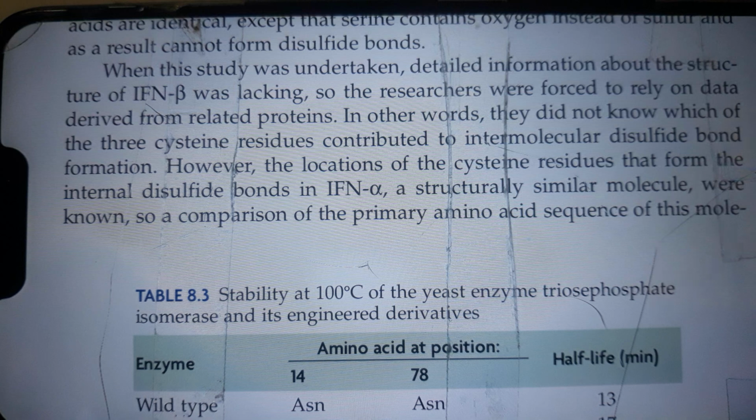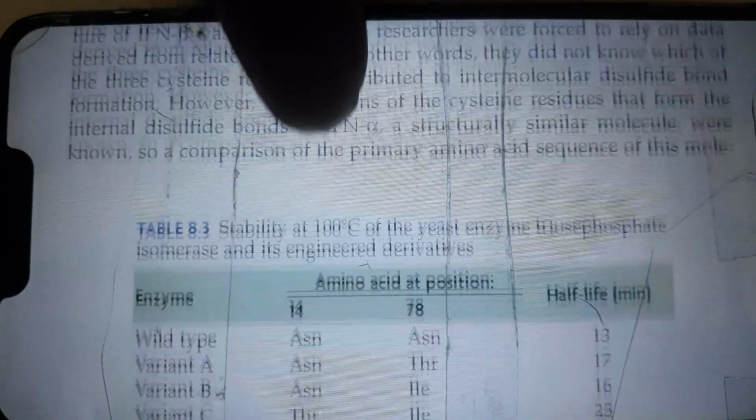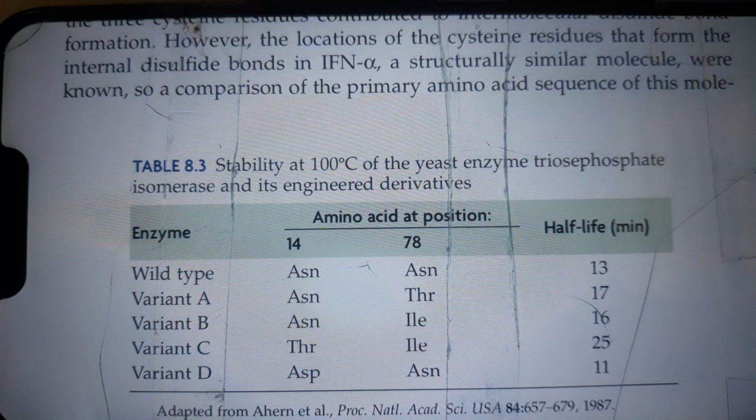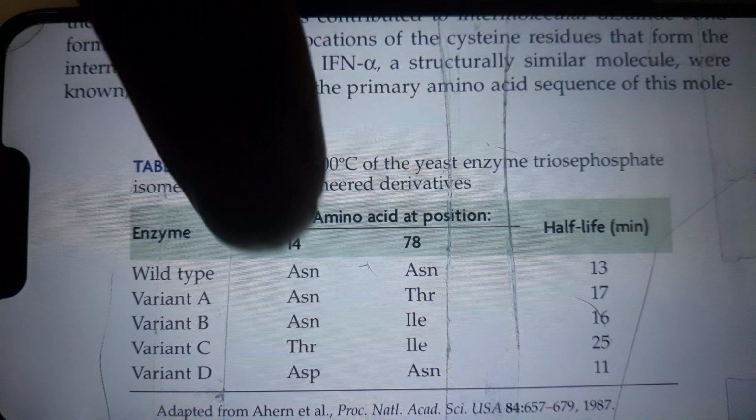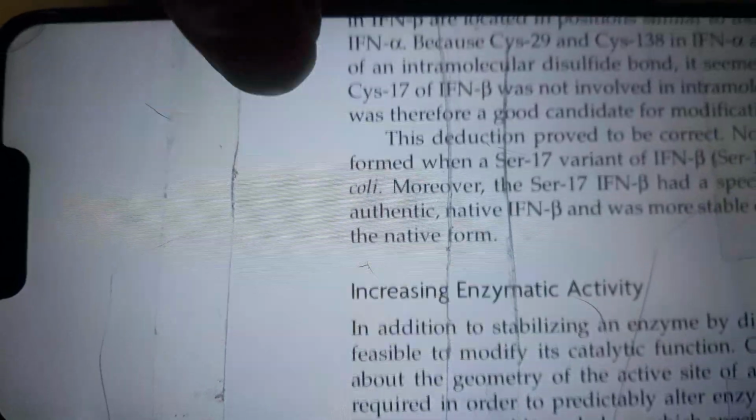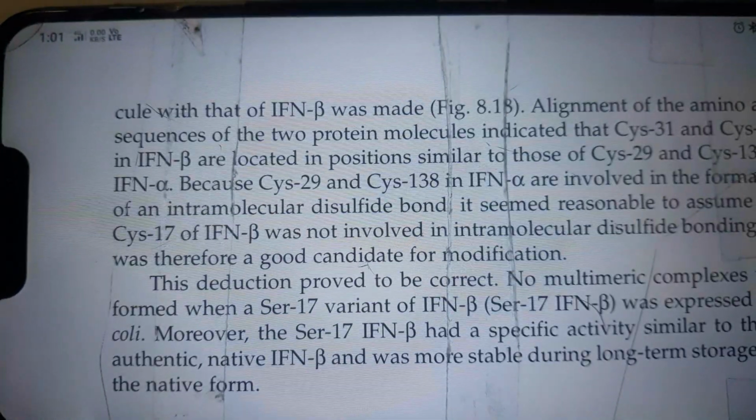However, the locations of the cysteine residues that form the internal disulfide bonds in IFN alpha, a structurally similar molecule, were known, as was the primary amino acid sequence of this molecule. A comparison of the primary amino acid sequence of this molecule with that of IFN beta was made, as seen in figure 8.18.